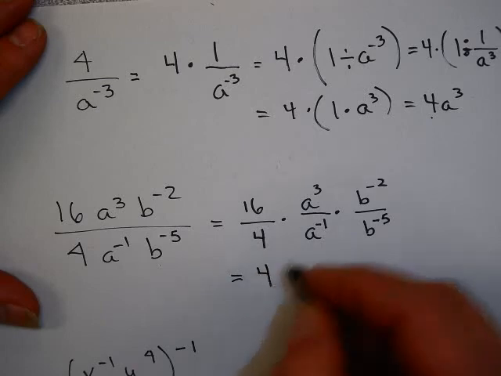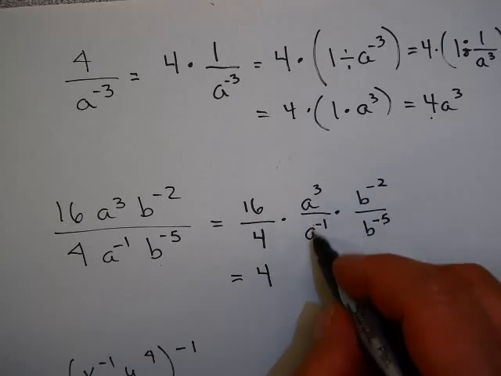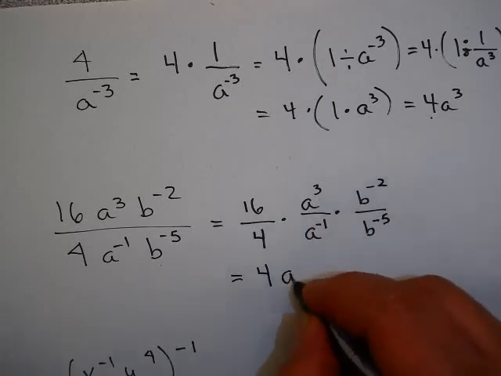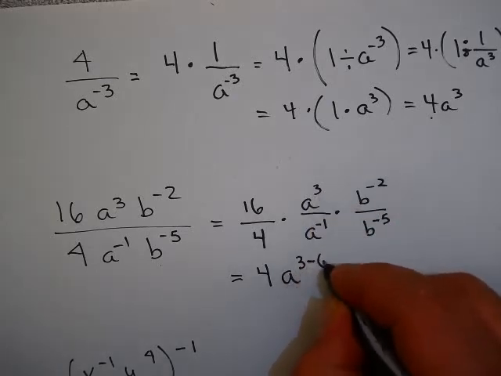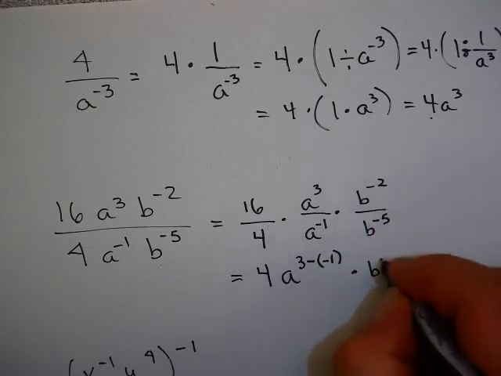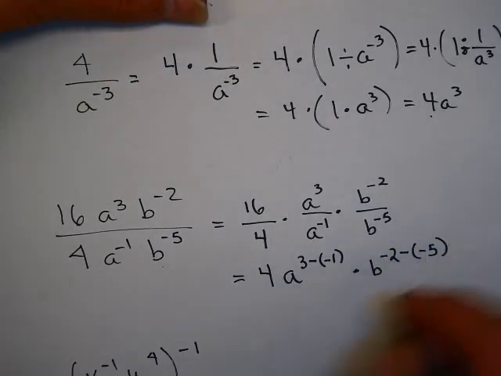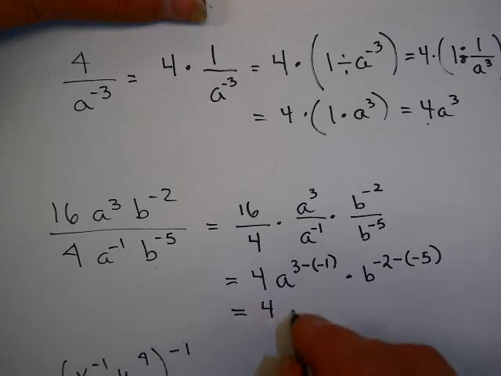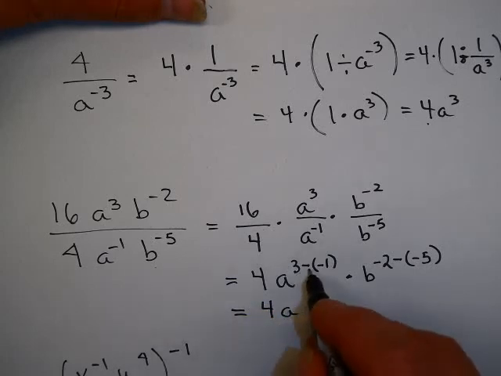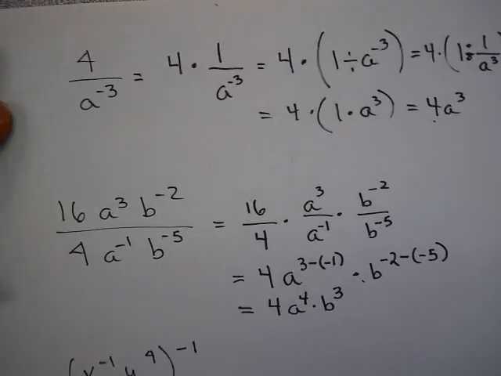16 over 4 is 4. A cubed and a to the minus 1, those have the same base, so I'm going to subtract those exponents. 3 minus negative 1. And b to the minus 2 and b to the minus 5, I'm going to subtract those exponents. This ends up being 4 a to the 3 plus 1, or a to the fourth, and b to the minus 2 plus 5, or b to the third. So that's a way to do that problem.